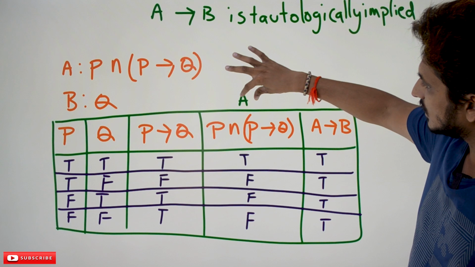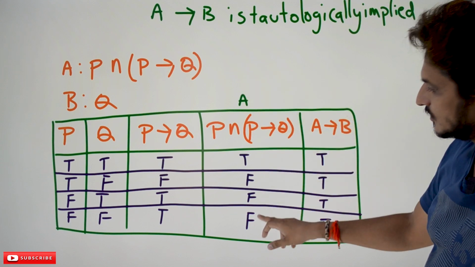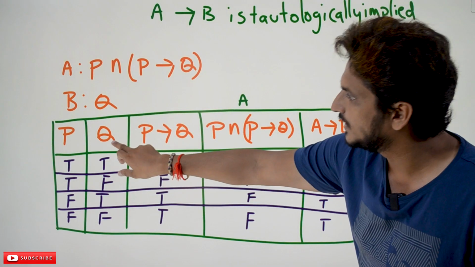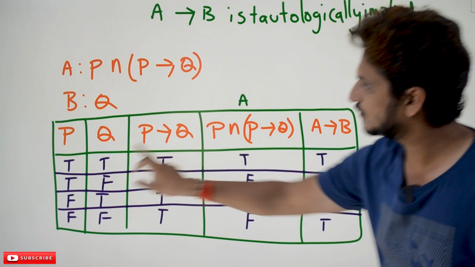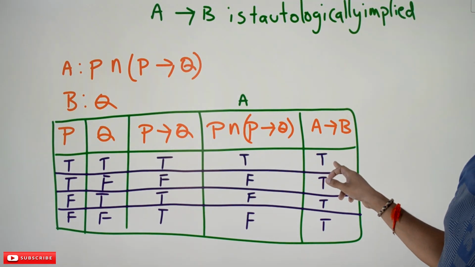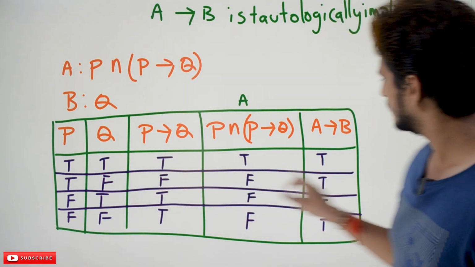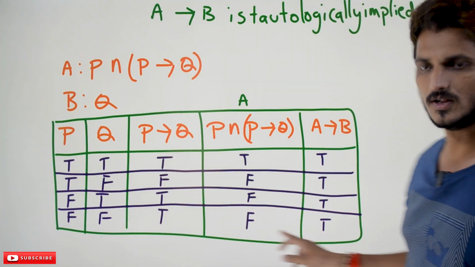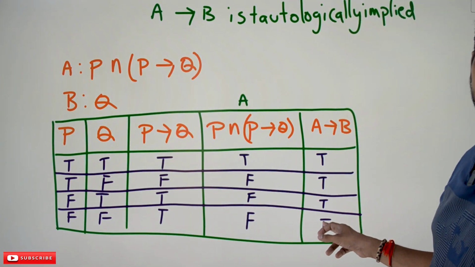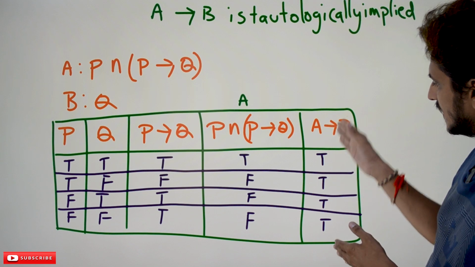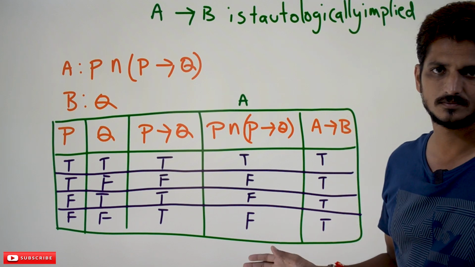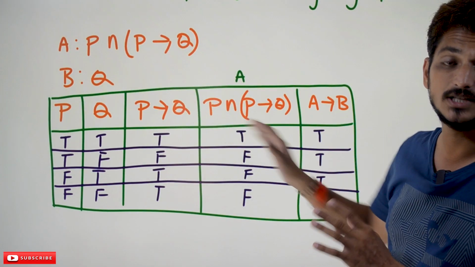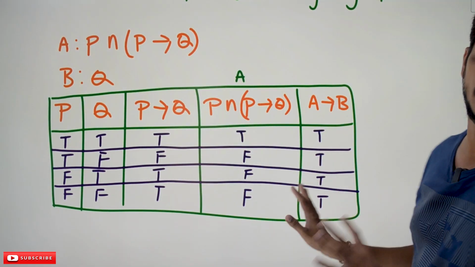And now we got the truth values for A. A implies B, where B means Q. True implies true is going to be true. If it is false, it is always true. False implies true, false implies false, is going to be true. So now A implies B is a tautology. So now we can say that A implies B is tautologically implied.